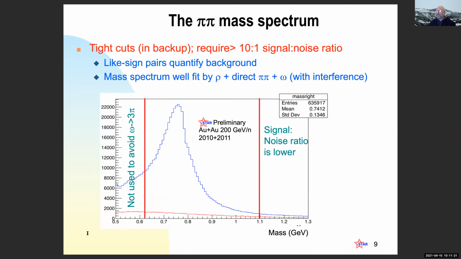This just shows you the dipion mass spectrum in blue and like-sign pairs in red. You can see it's a nice fit to what you expect, and we basically aim to have a 10-to-1 signal-to-noise ratio. We put a minimum mass cut of 0.62 GeV to avoid contamination from omega to 3 pions. Of course, we wouldn't see the pi zero then, and a maximum cut of 1.1 GeV. That's because the signal-to-noise ratio drops at very high masses.